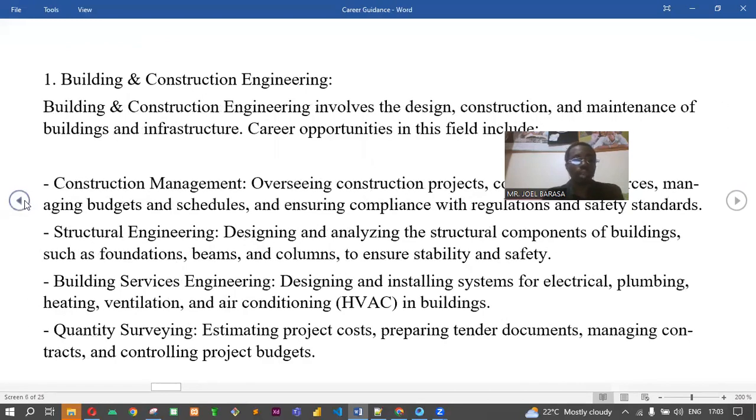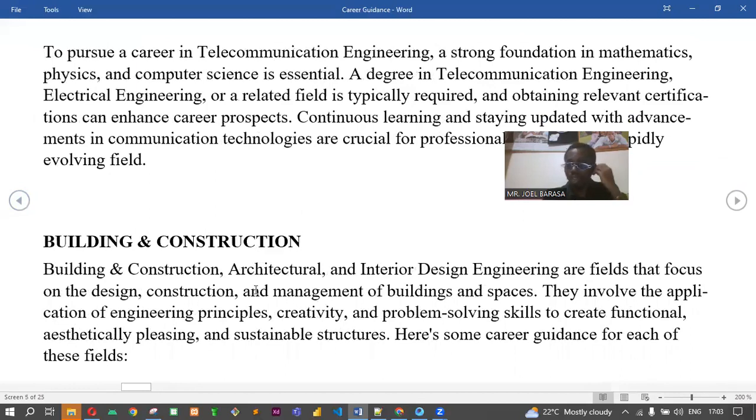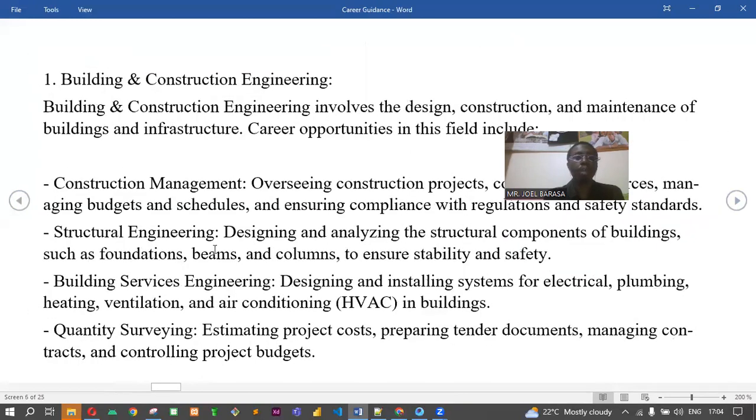So under building and construction, I've explained about these guys who work there. I've said that under building and construction, you deal with engineering principles, creativity, problem solving, and so on. And the people who are here are building and construction engineers. They deal with construction management, structural engineering, and building, civil or service engineering. Then we also have QS, quantity surveying: estimating project costs, preparing tender documents, managing contracts, and controlling projects.